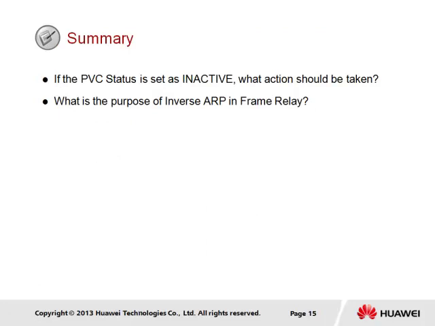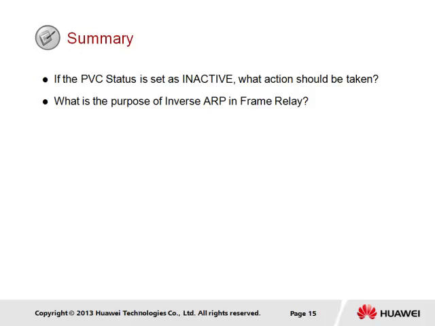The first asks, if the PVC status is set as inactive, what action should be taken? Well, there are a number of possible reasons why the PVC status may show as inactive, and so a step-by-step approach must be taken, beginning with the physical interfaces, followed by the local link, and finally the end-to-end mapping. If the interface is confirmed to be physically active, we should determine whether the LMI is able to send and receive status messages over the link. We can do this using the command display fr lmi info.